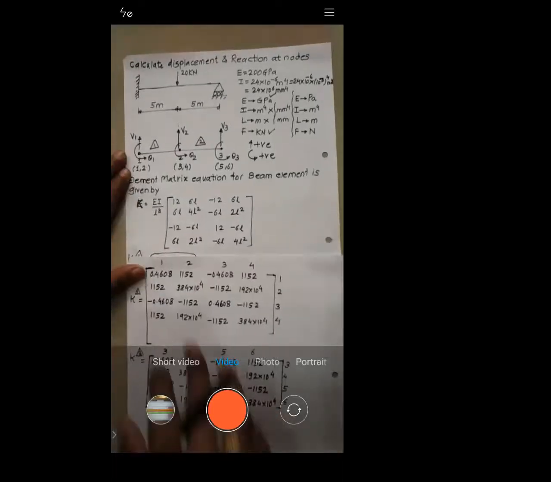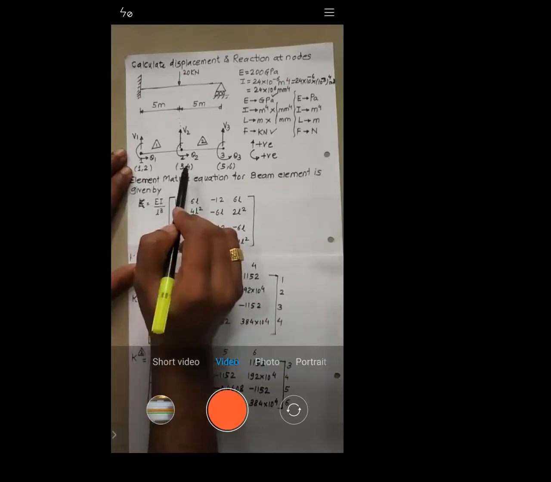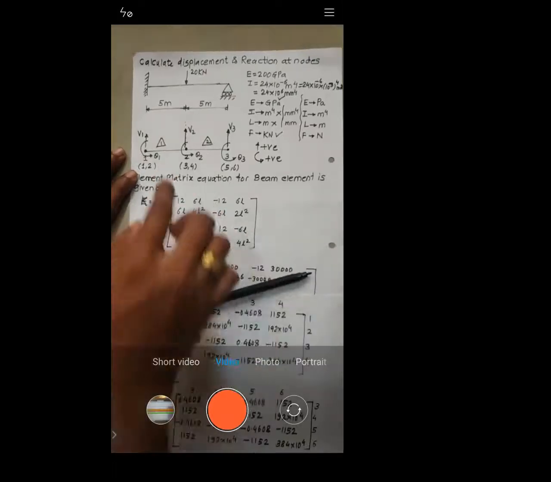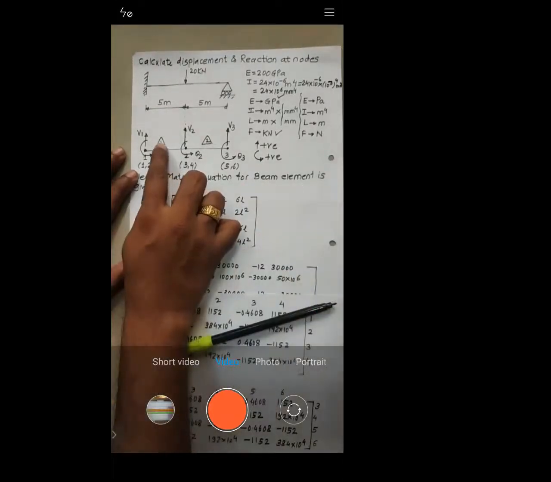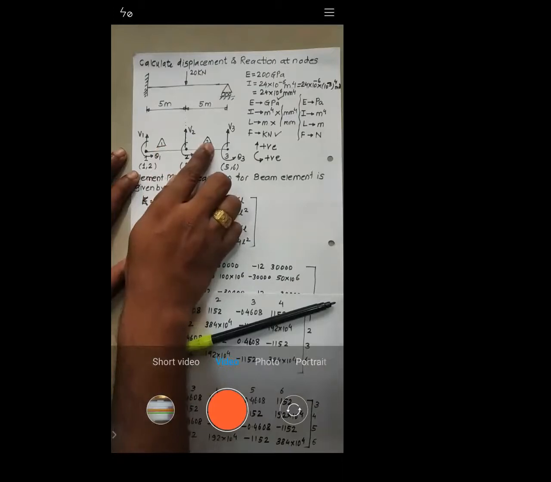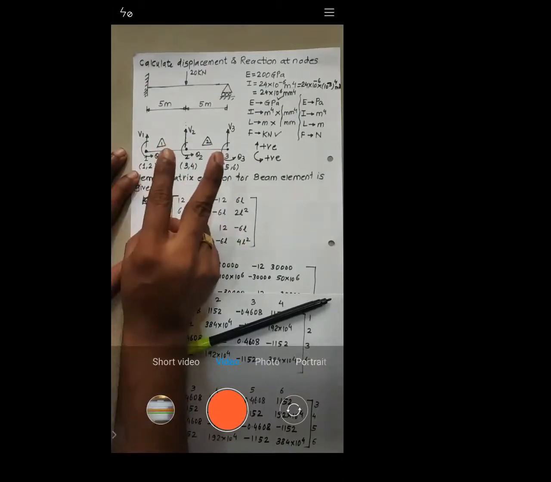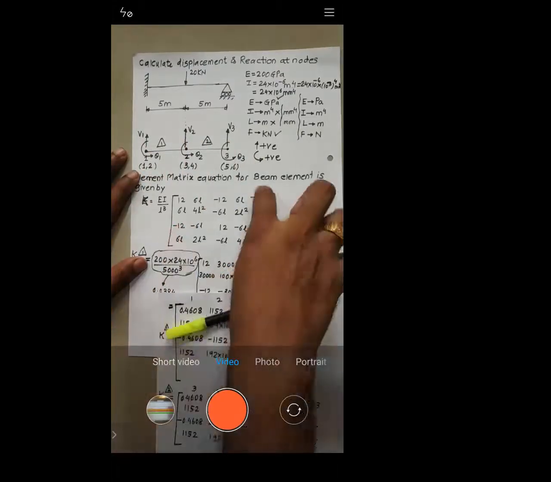Now all of you see here. Every element will have 2 nodes, right? Every element will have 2 nodes, and each node will have 2 degrees of freedom. Okay. So size of the element matrix is 4 by 4. For every element, whether element number 1 or element number 2, each element has 2 nodes, and each node has 2 degrees of freedom. So 2 into 2 is 4. So size of element stiffness matrix is 4 by 4.